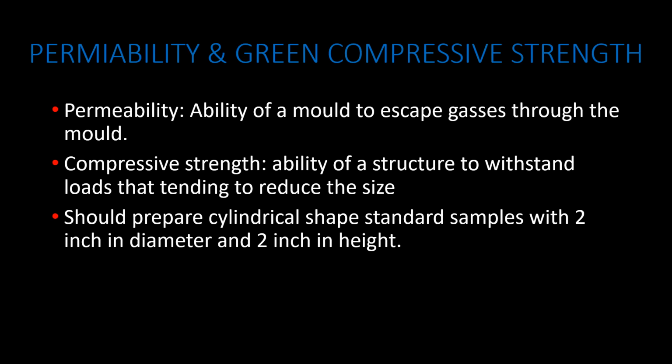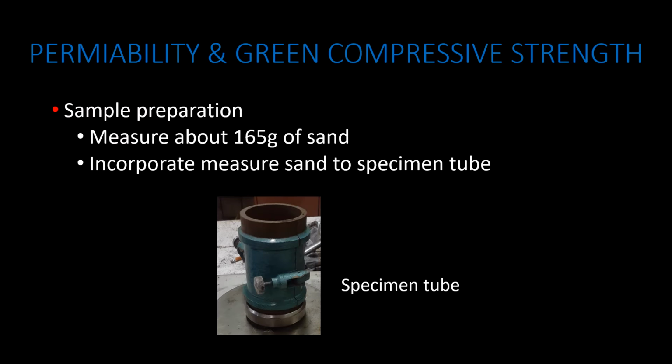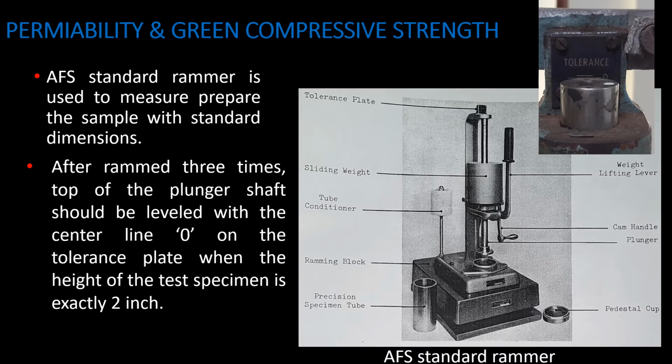To measure the permeability and compressive strength, we prepare a standard test specimen, which is a cylindrical one with 2 inch diameter and 2 inch height. This specimen tube is used to prepare the test specimen. AFS standard rammer is used to make the specimen with standard size.